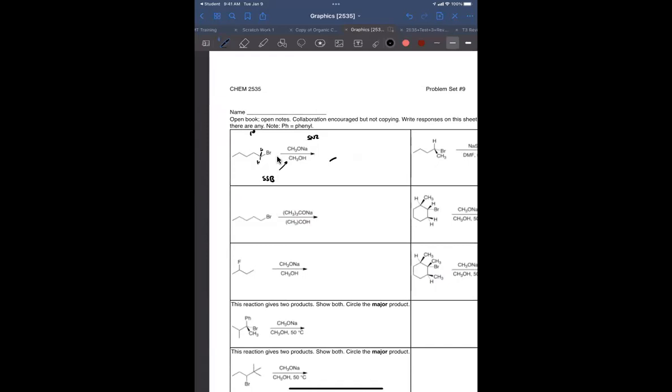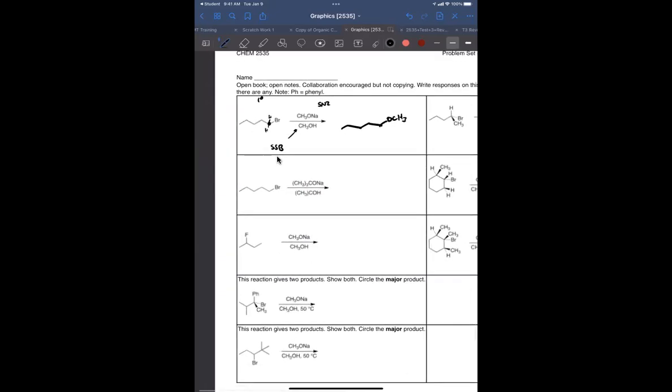It's going to be SN2. OCH3. That's it. Even though it's SN2, it's a backside attack. There's no stereochemistry here because the carbon that the leaving group is leaving from is not a stereocenter. There are 2 hydrogens on it, and it's just a substitution.